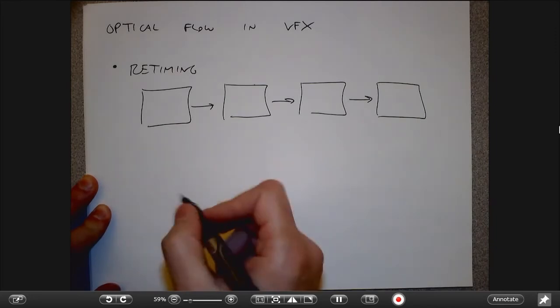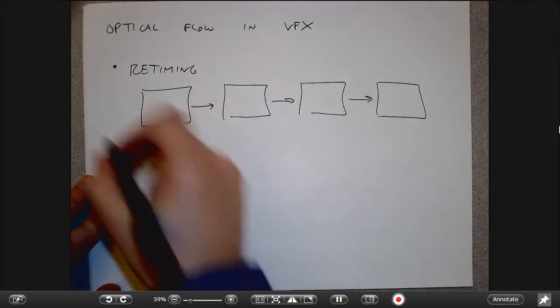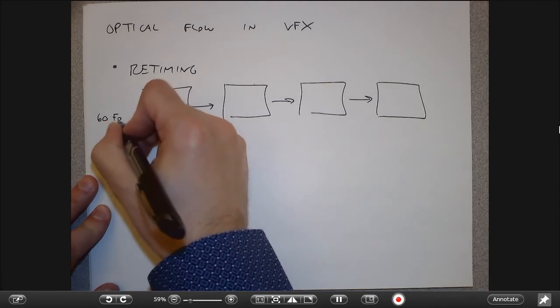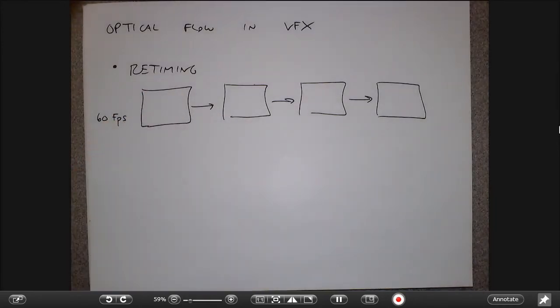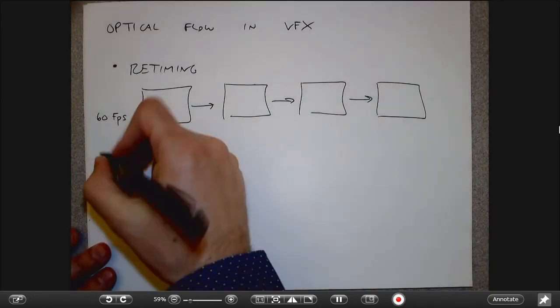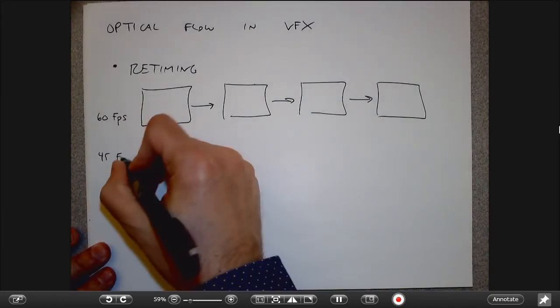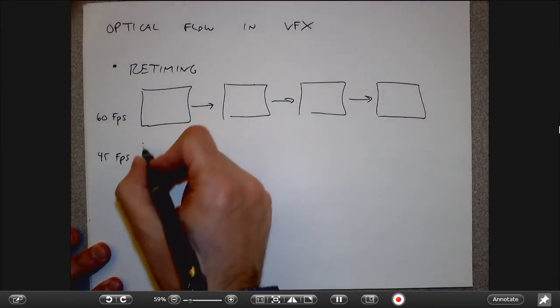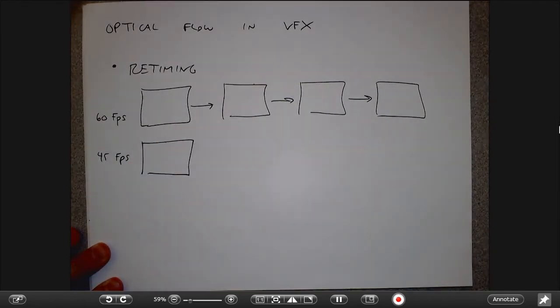So say this is, for example, a 60 frame per second camera. So I'm using this to record some faster than normal action, right? And now what I want to do is I want to slow this down to, say, 45 frames per second. And so how would I, so suppose my first image is the same, okay?